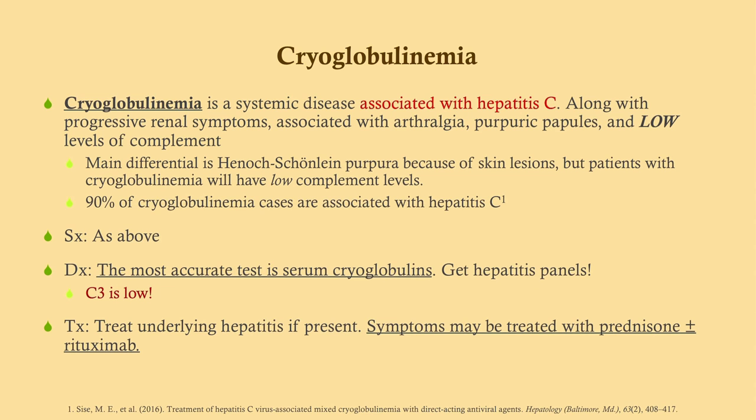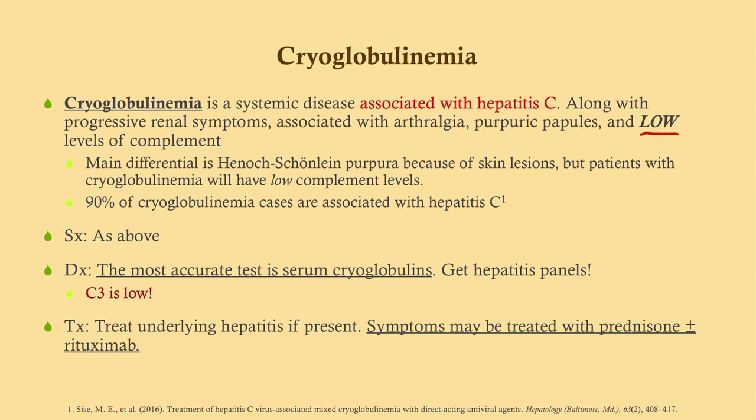Okay, cryoglobulinemia is associated with Hep C, and this is one of the few that's going to give you a low complement. Okay, those cryoglobulins will attract complement and use it up, so you'll have a low complement. The main differential here is Henoch-Schönlein purpura. It looks very similar because of the skin lesions. However, patients with cryoglobulinemia have low complement levels. Henoch-Schönlein purpura, normal complement levels.